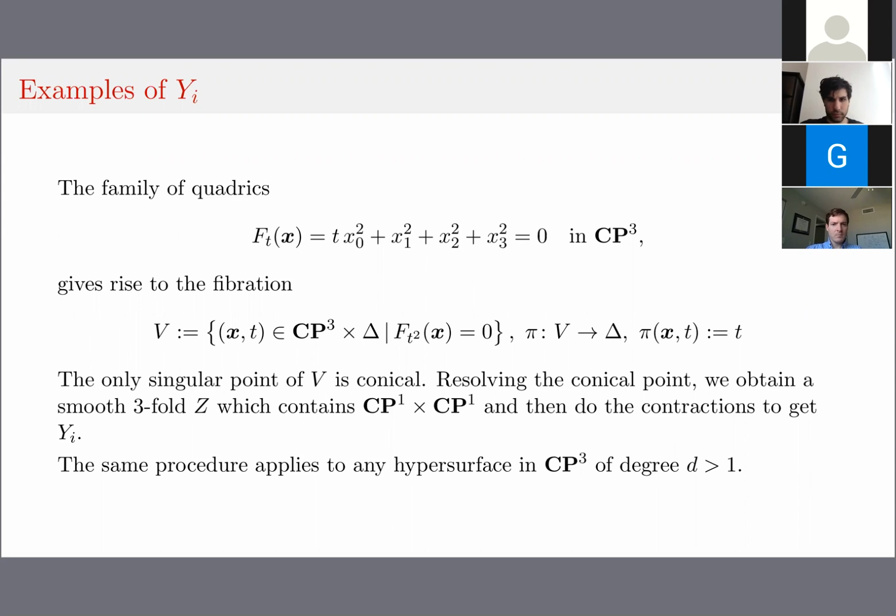So that's how you can get many bundles with desired properties from pencils of hypersurfaces. And for quadrics, it's easy to write down an explicit equation, but it applies to any degree hypersurface except CP2 and to many other kinds of hyperplane sections.